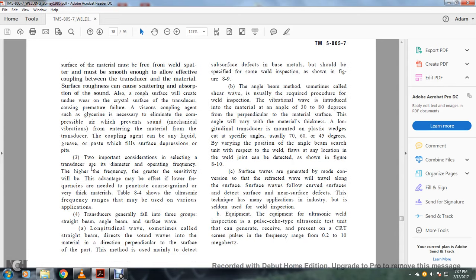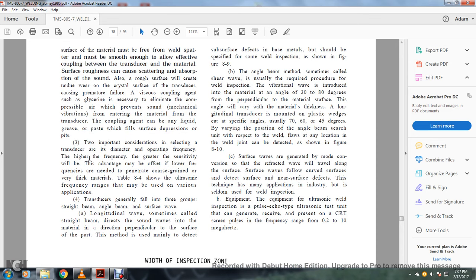Two important considerations in selecting transducers are diameter and operating frequency. The higher the frequency, the greater the sensitivity will be. The advantage may be offset, as lower frequencies are needed to penetrate the cross grain of very thick materials. Table 8.4 shows the ultrasonic frequency range that may be used on the various applications. Transducers generally fall into three groups: straight beam, angle beam, and surface wave.